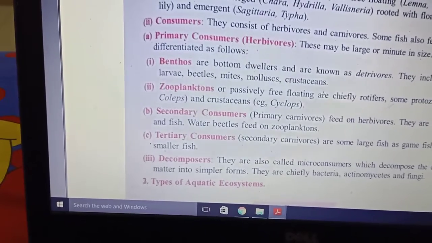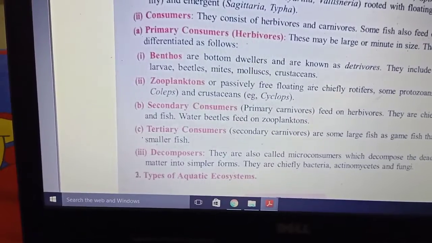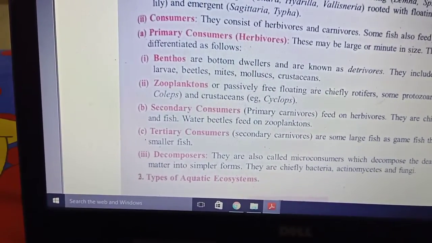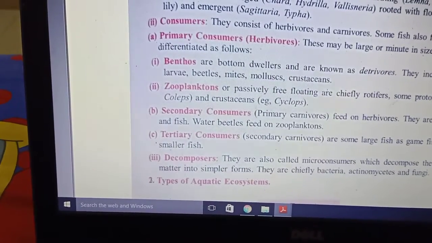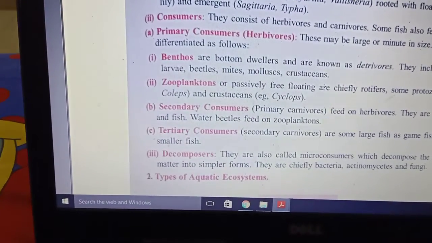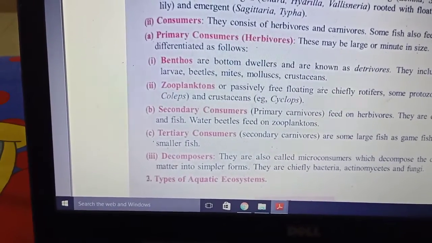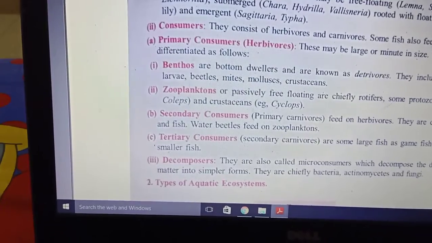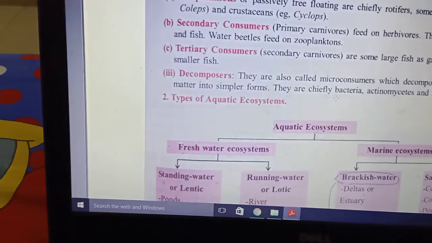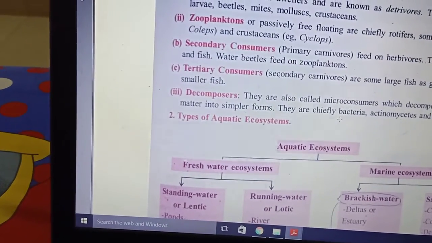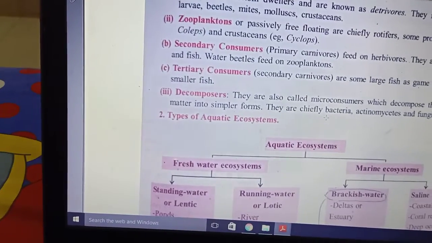And you know that the cycle will not complete if we don't have consumption of dead animal bodies, whatever flesh is left. So decomposers are also found in this aquatic system. They are also called micro consumers, that is decomposers, and they decompose organic matter into simple forms. These are basically chiefly bacteria, actinomycetes, and fungi. These particular species we already discussed in previous chapters or units.